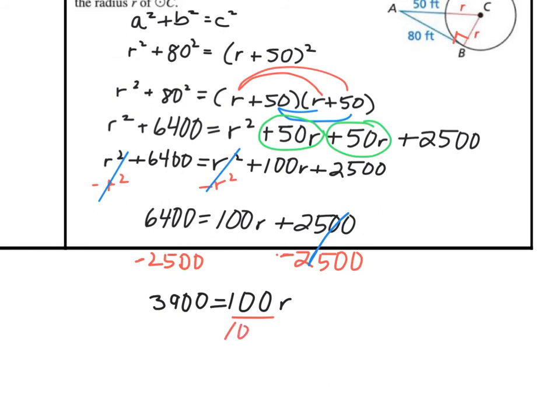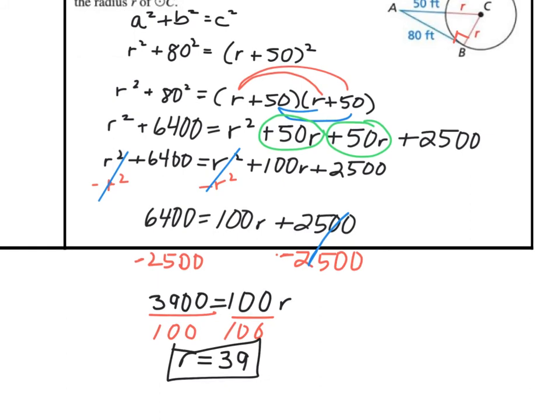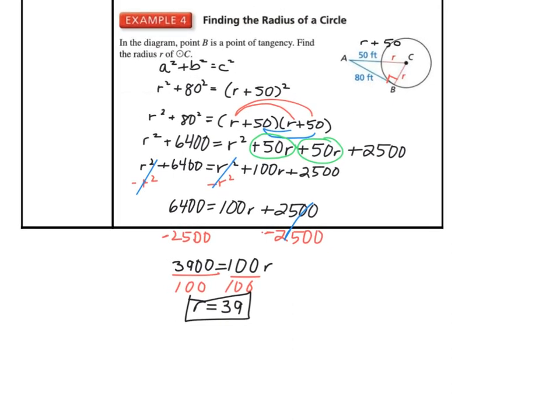You should get 39 for the radius. Okay. The last question will be a lot harder.